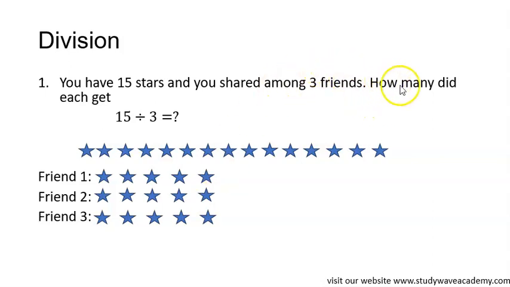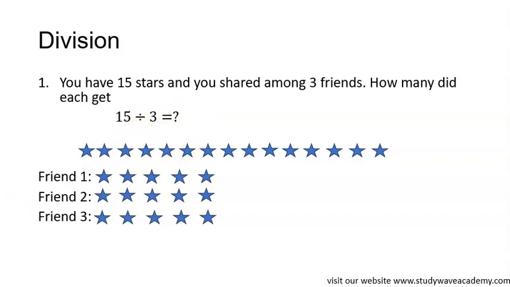The question was, how many did each get? So 15 divided by 3 is 5. Each person got 5 stars. How many did each get? One person got 5, so each person got 5 stars. So you write 5 as your answer. So 15 divided by 3 is 5. Okay, you had 15 stars and you shared the 15 stars among your 3 friends, and each of your friends got 5. So 15 divided by 3 is 5.